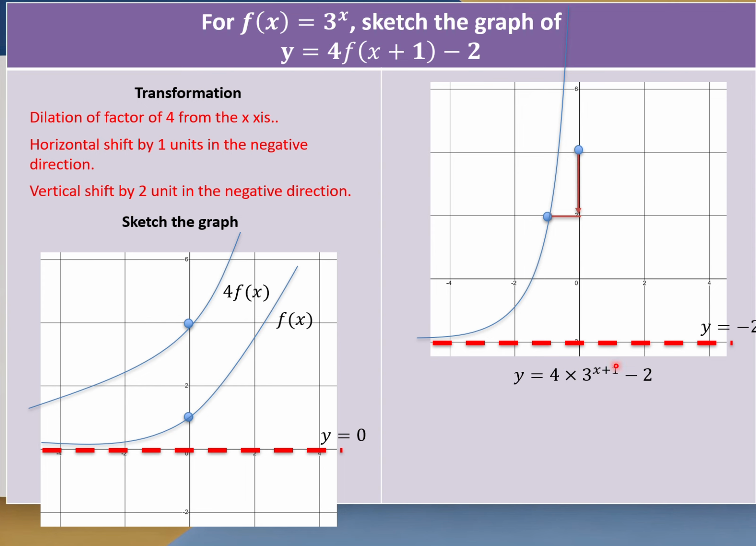The first thing I had to do to find those is write my equation. So I've got the dilation out the front times 3 to the power of my horizontal shift, and then I've got my vertical shift. For an x-intercept, I need to make y 0, and then I'm just solving it. That gives me negative 1.63. And then my y-intercept, I'm just making x 0, and that gives me 0, 10.